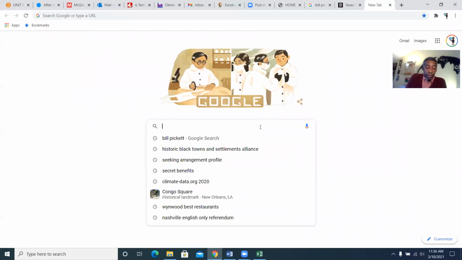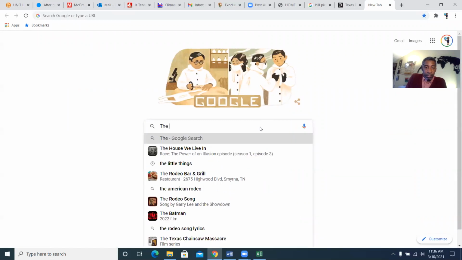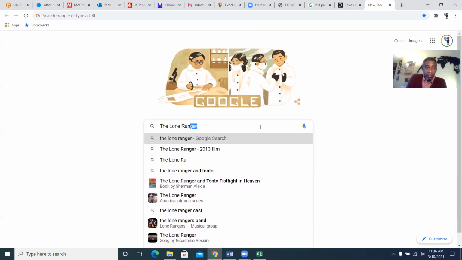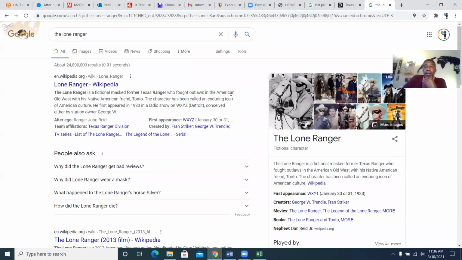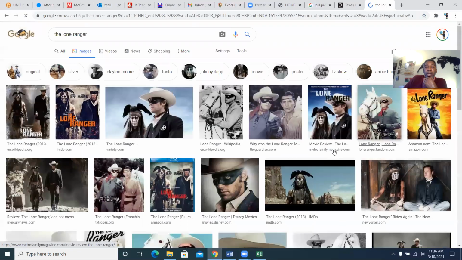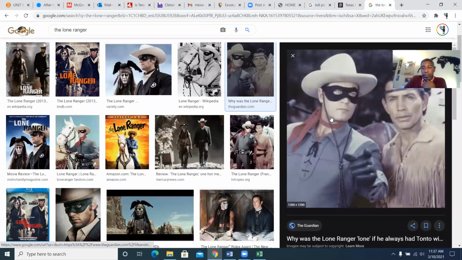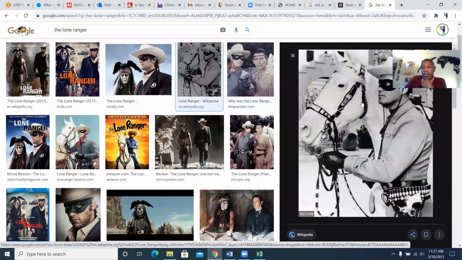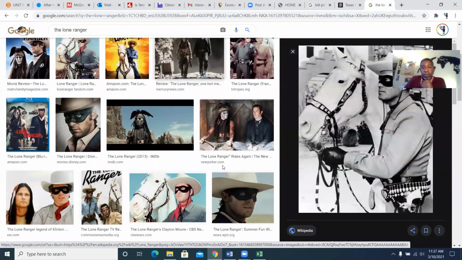Now, a lot of you all are young, but there was an old TV show called The Lone Ranger. I used to watch The Lone Ranger when I was coming up. This is from 2013, but these older images, like this one and this one, that's the Lone Ranger, old TV show.